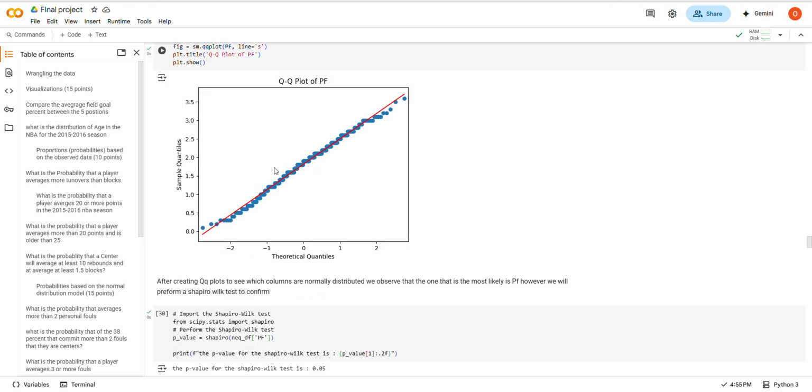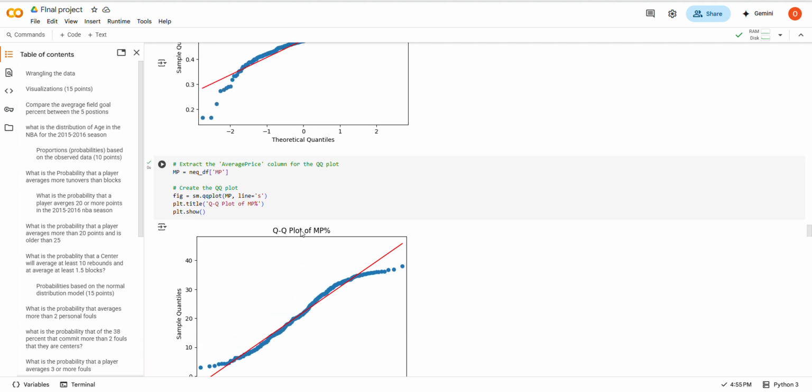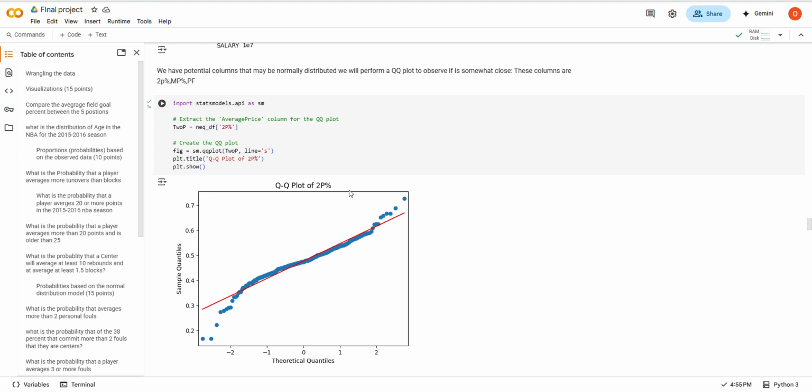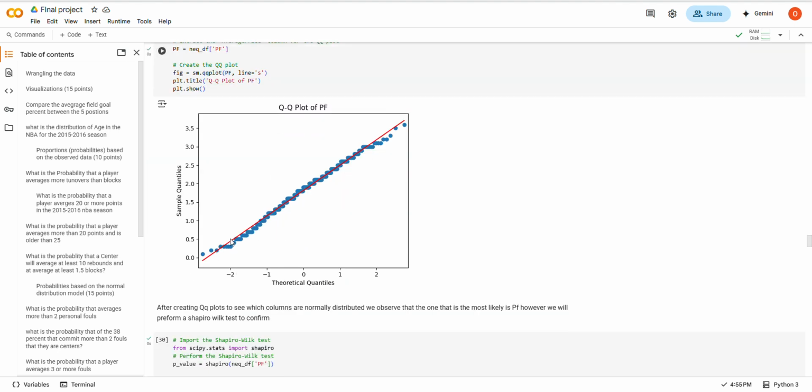Based off of those QQ plots, the one that was the closest to having a normal distribution was personal fouls. And as you can see, like the ones above, minutes played, that's not normally distributed. And then this one for 2-point percentage. At first I wanted to give it a maybe, but then I decided no because of this area down here, it was just too close to call. However, with personal fouls, it was much closer to the line, and I liked that.